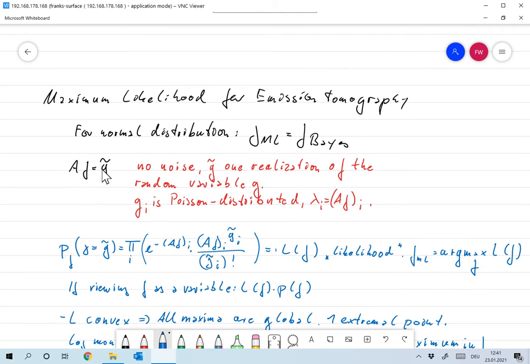So we're trying to find an image, again, an image F. What we measure is some operator A applied to F. Again, think of A as the Radon transform for emission tomography. And what we get as a measurement is the realization of a random variable G, and that G is Poisson distributed, and that's a vector, G, and G_i is Poisson distributed, and the parameter lambda_i of that Poisson distribution is AF in the ith component.